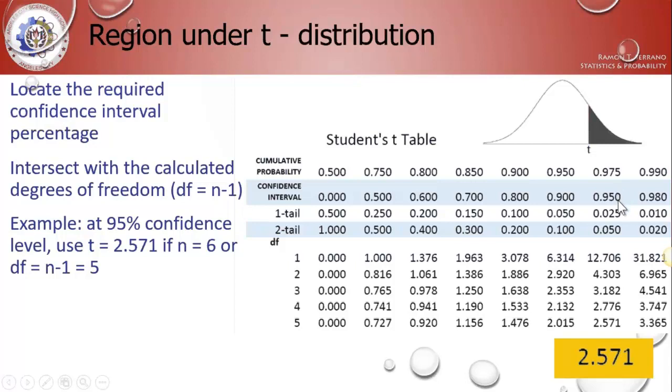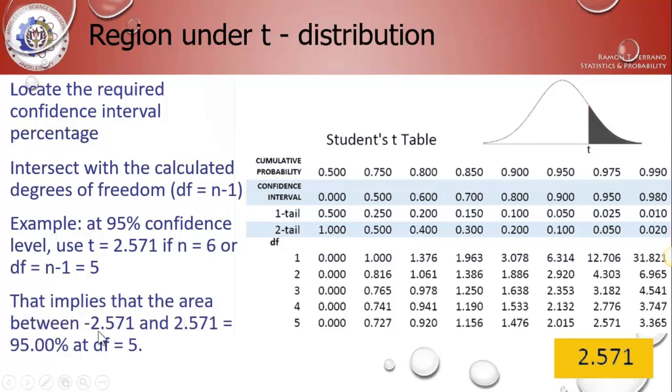Okay, so at 95% confidence interval, okay, we use 2.571 if n is equal to 6 or degrees of freedom n minus 1 equals 5. So yun, dire-diretso lang to. Okay, don't miss or don't lose your file or your students T table that I gave you. Magagamit nyo yan hanggang college. Okay? This implies that the area between negative 2.571 to positive 2.571 is also 95% at 5 degrees of freedom.